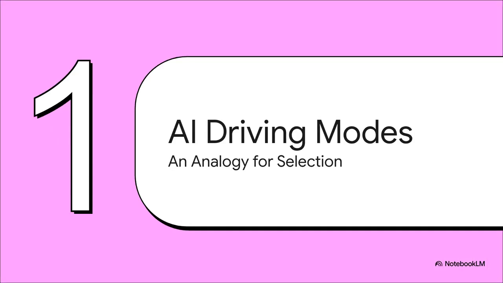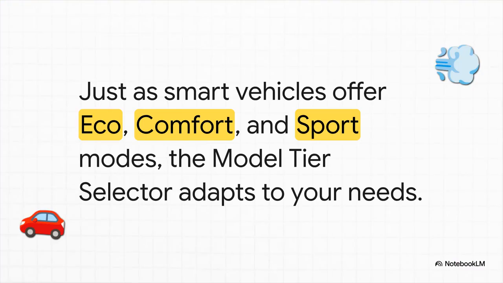Okay, let's dive into the core concept here. To make this all feel really intuitive, I want you to think about choosing an AI model less like some complex technical decision and more like picking a driving mode in a modern car. You already know this, right? You've got Eco mode for saving fuel on a long trip, Comfort for just cruising around town, and then Sport mode for when you really need to put the pedal down. The thing is, you don't need to know exactly what the engine is doing under the hood, you just pick the mode that fits what you're doing right now. We're going to apply that exact same thinking to our AI models.